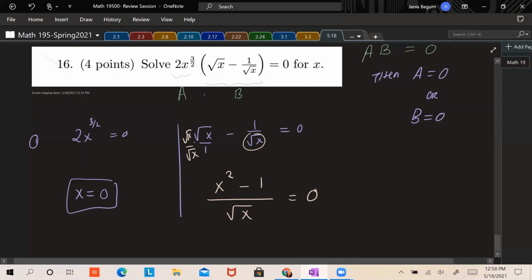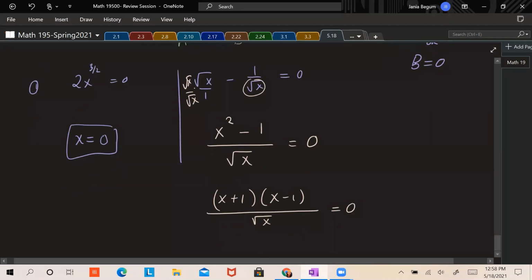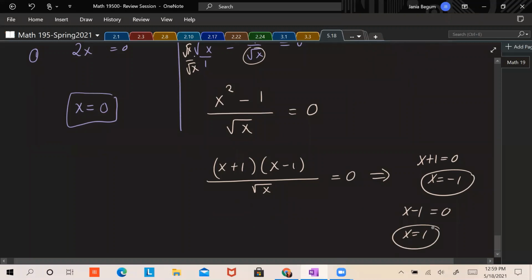Now that I have a top and a bottom for this equation, I can factor this. The top will factor into a difference of two perfect squares, x plus 1 and x minus 1, and the bottom just stays as the square root of x equals 0. Then we set the top equal to 0, and we know the bottom cannot be 0, or else we run into trouble. So if I set the first factor equal to 0, x plus 1 equals 0, that gives us x equals -1. If I set the second factor equal to 0, x minus 1 equals 0, I have x equal to 1. Great. So I have 3 possible solutions.